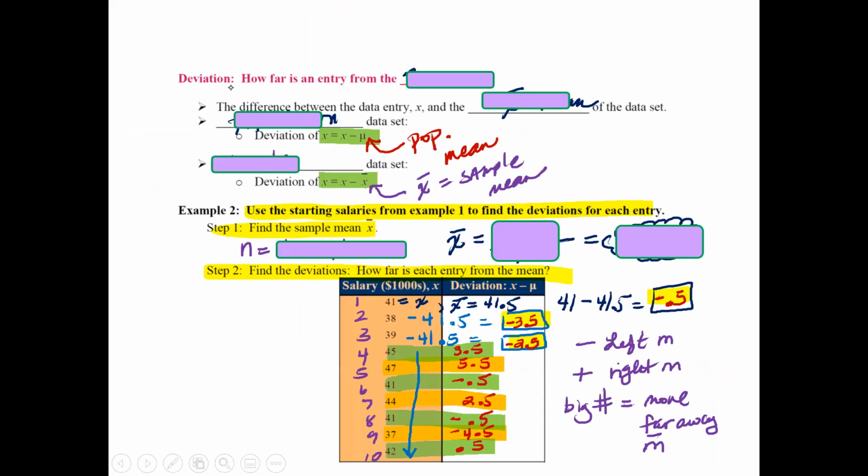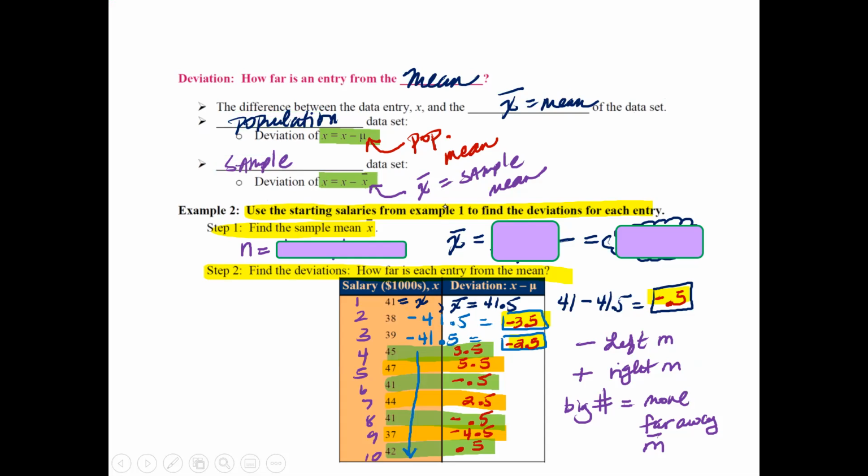Okay, so then let's talk about deviation, which is how far an entry is from the mean. The difference between the data X and the X bar, which means the mean of the data set, is going to be for the population set. The sample data set is X minus X bar.